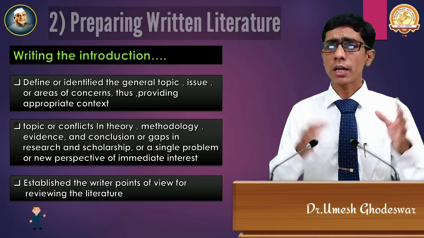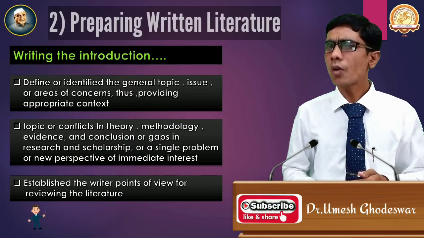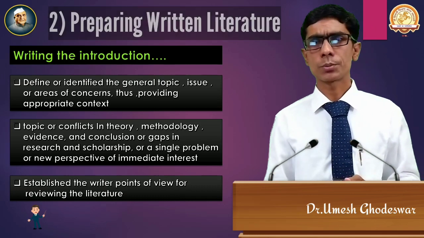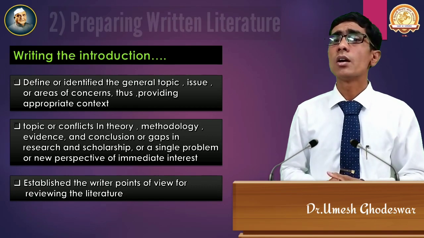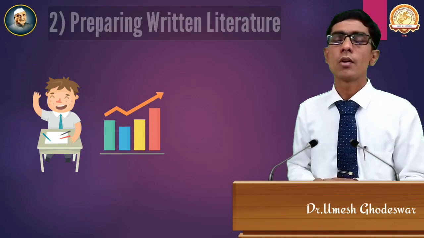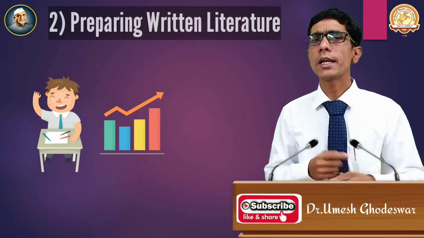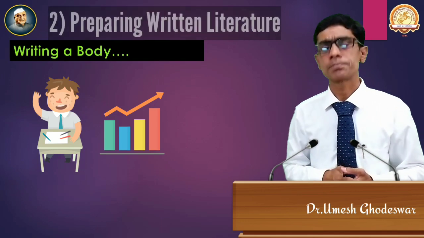Establish the writer's point of view for reviewing the literature also. Then the following step is writing the main body of the literature review. The following measures need to be undertaken while writing the body of the literature review.